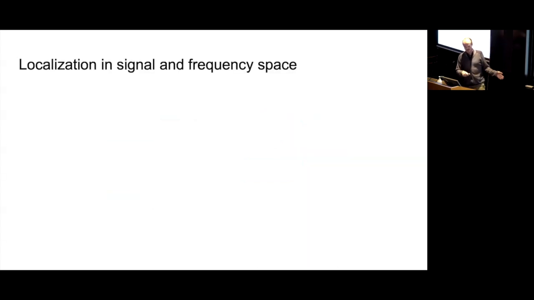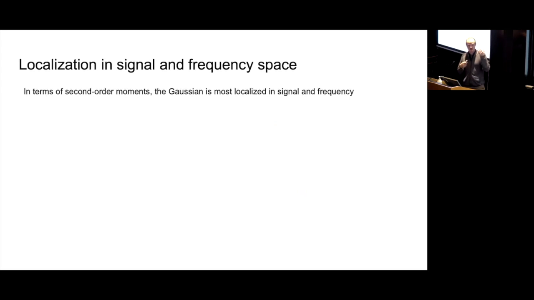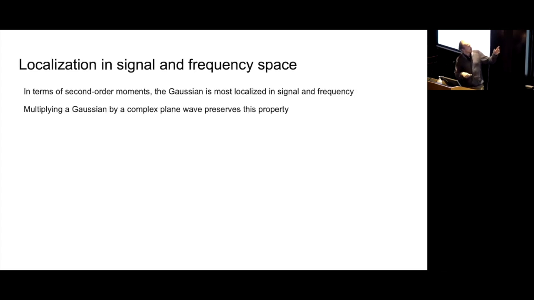So that's just an aside, but it's also a segue into complex wavelets, which are interesting to look at. Especially the Gaussian, under certain measures, like a second order moment measure, is kind of the most localized in signal and frequency at the same time. So if you want to be localized in signal and frequency, it's good to use the Gaussian. There are other options, but we're going to go with this one. Multiplying a Gaussian by a complex plane wave preserves this property because it just shifts it in Fourier space. And this is called a Gabor wavelet.